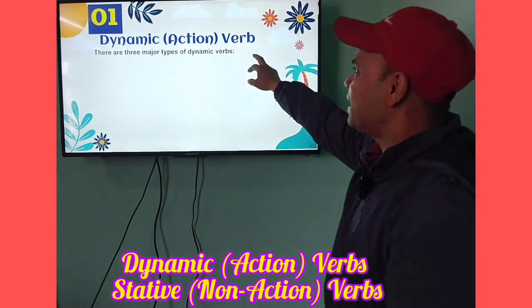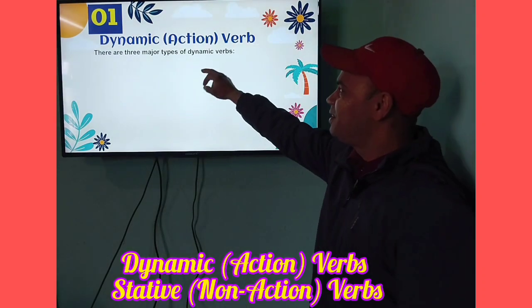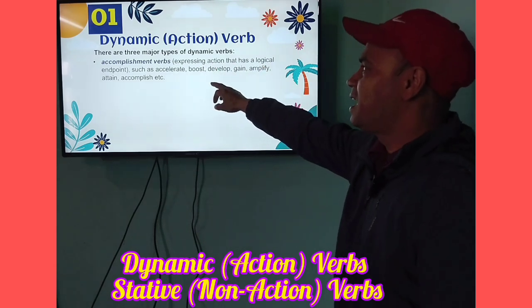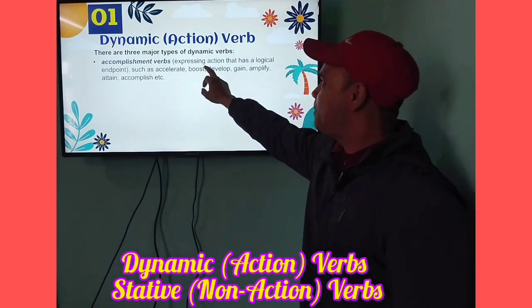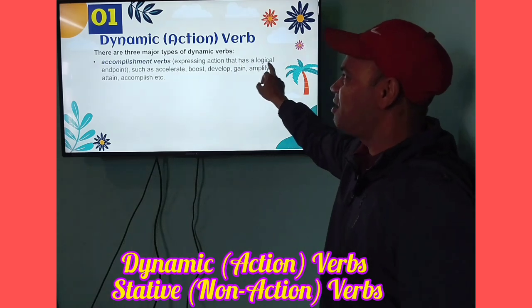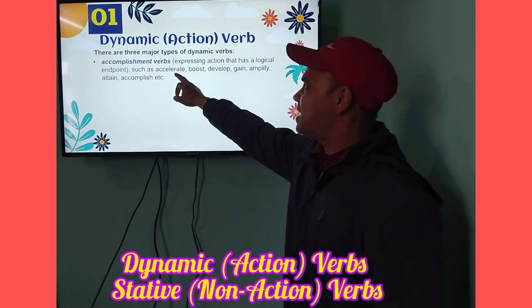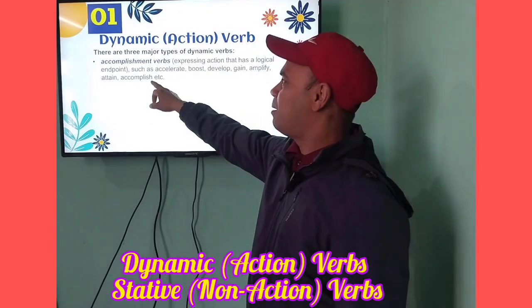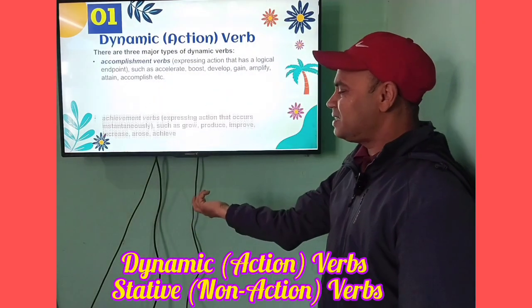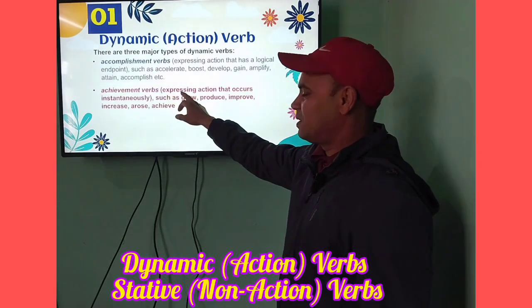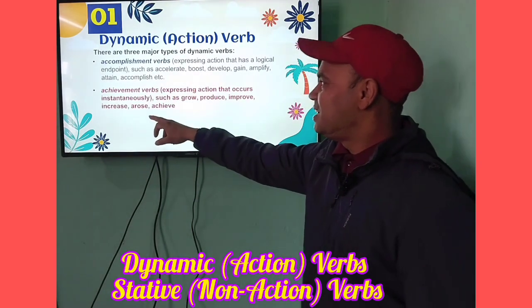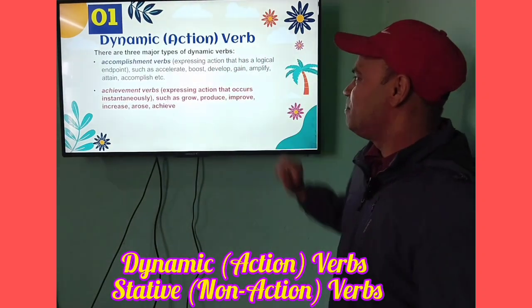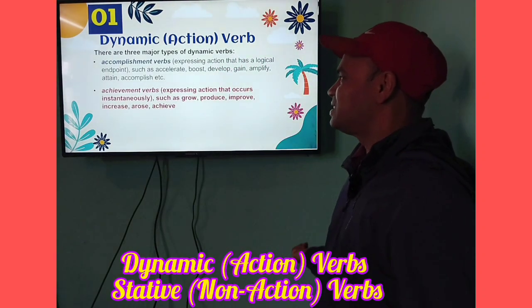So first of all, dynamic verbs, that is, action verbs. There are three major types of dynamic verbs. The first one is accomplishment verbs, expressing action that has a logical endpoint, such as accelerate, boost, develop, gain, amplify, attain, accomplish, etc. Another one is achievement verbs, expressing action that occurs instantaneously, such as grow, produce, improve, increase, across, and achieve.